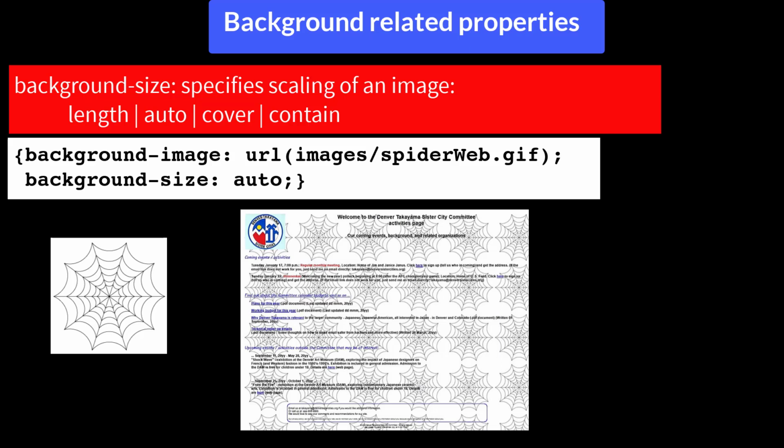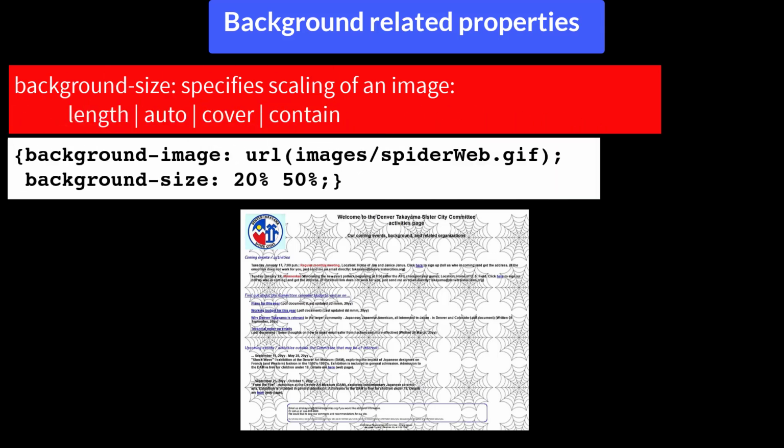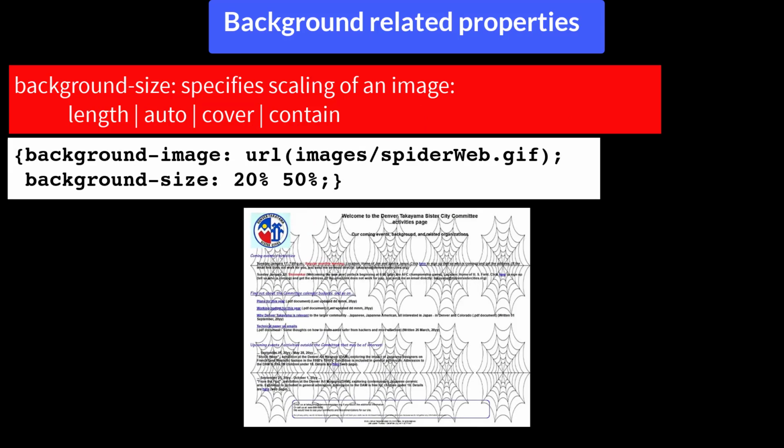Now, if we code background size 20%, 50%, then we see this. And you can see the image was condensed horizontally to fit 5 across. 20% width times 5 copies equals 100%. And stretched vertically to fit 2 rows. 50% times 2 copies is 100%. So the image is distorted to fit these criteria.